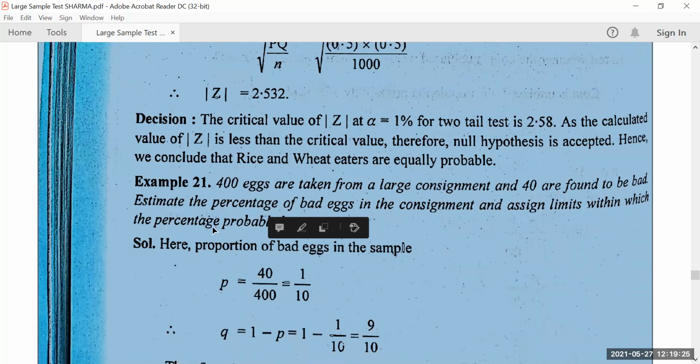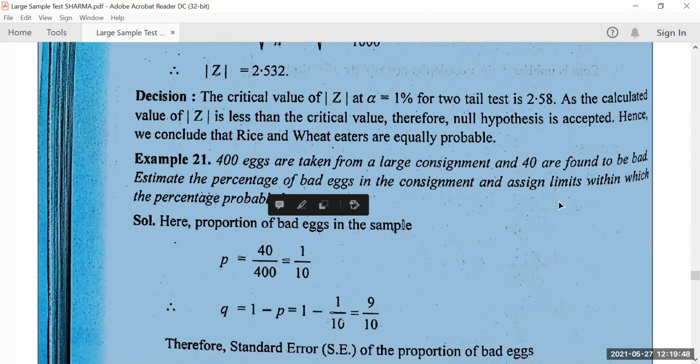So next is: 400 eggs are taken from a large consignment and 40 are found to be bad. N is 400 and 40 are found to be bad. Let X be the number of bad eggs, X equal to 40. Then the proportion of bad eggs in the sample is P equal to 40 by 400.